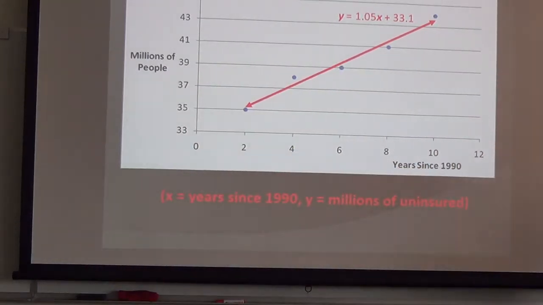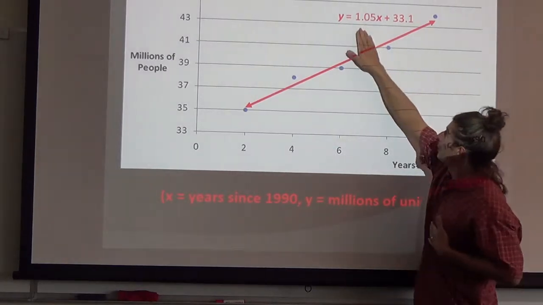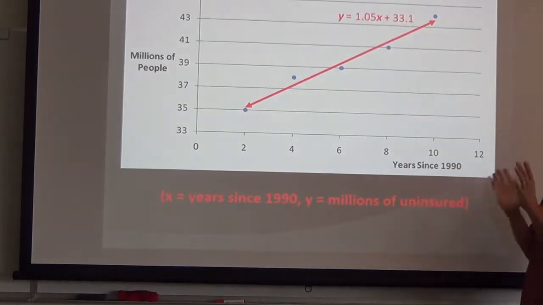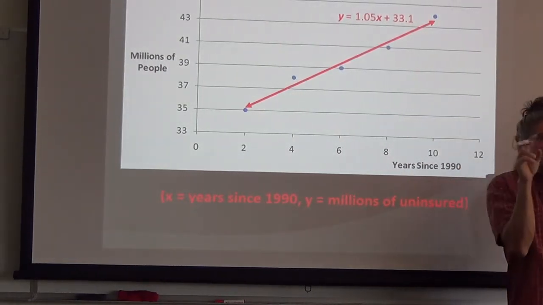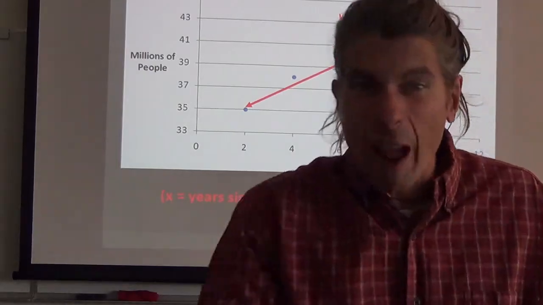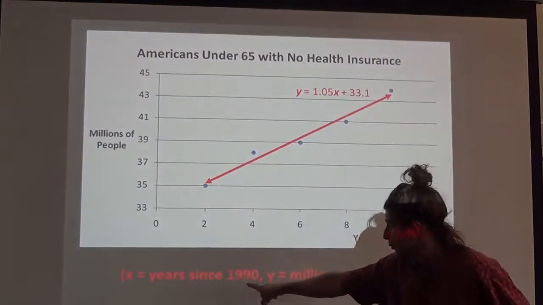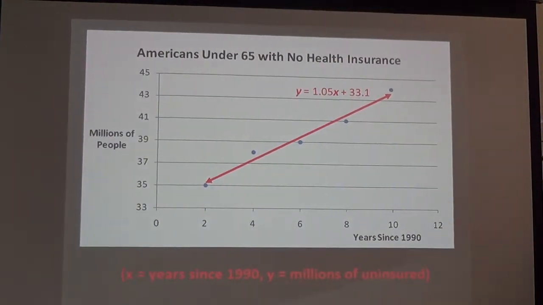What I'm stoked about is that you got so close to the actual model. So that is the actual model: 1.05x plus 33.1. That's the equation, the specific model. We've now arrived at our specific model. Notice what I put at the bottom: X equals years since 90. Y equals millions of uninsured.